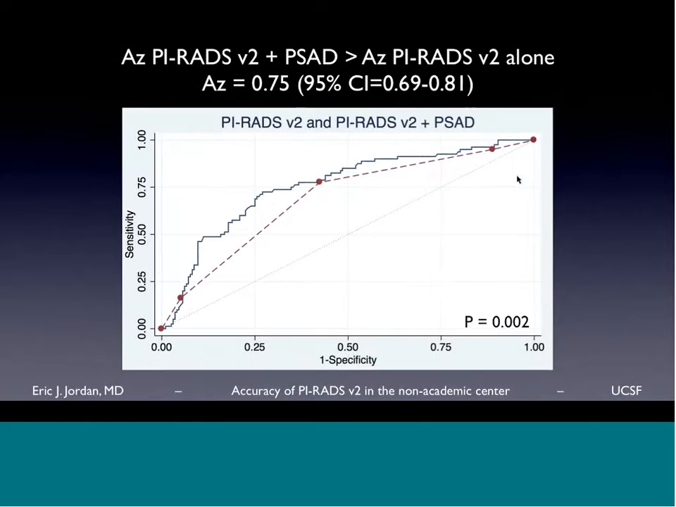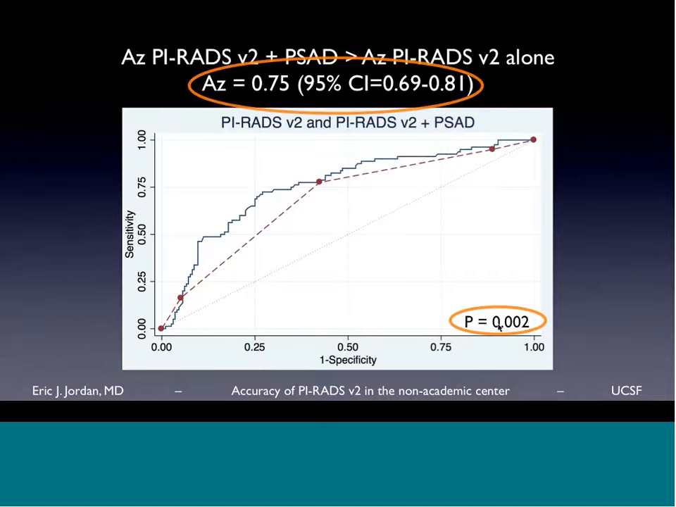The next thing he did is he compared that same curve, now the dashed red line, to another curve that originated from a model that incorporated the same scoring system, but also PSA density. And this new curve had an area under the curve of 75%, and this was the 95% confidence interval. And when you look at the result, you can see that it was significantly higher than the first curve.